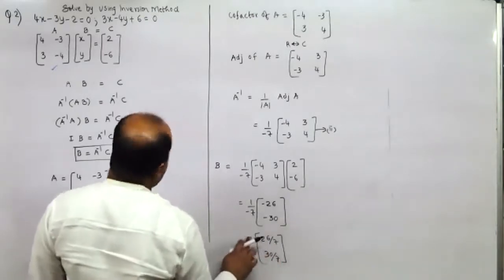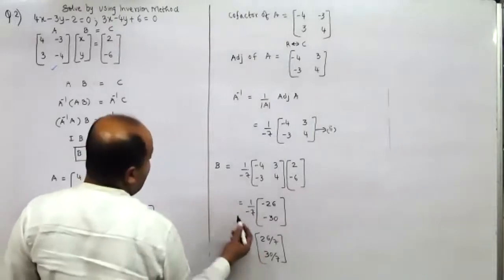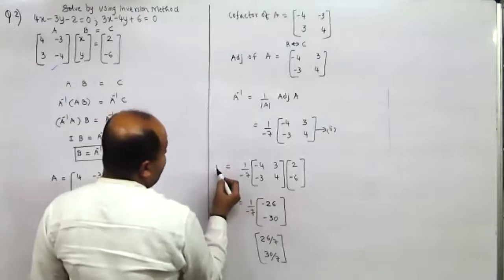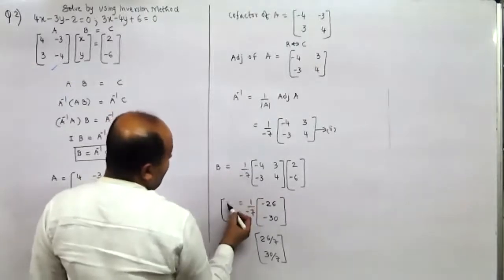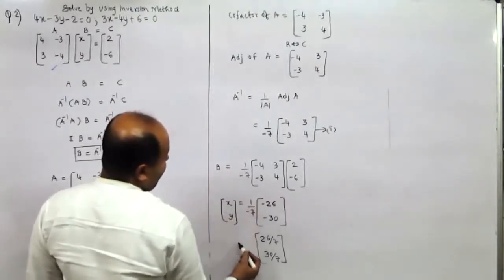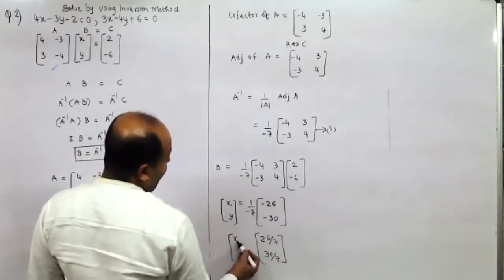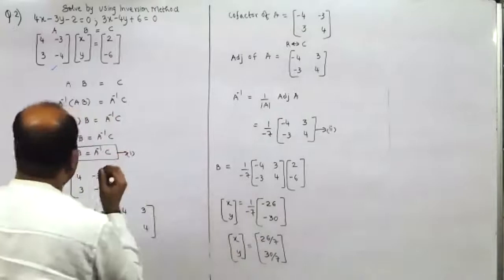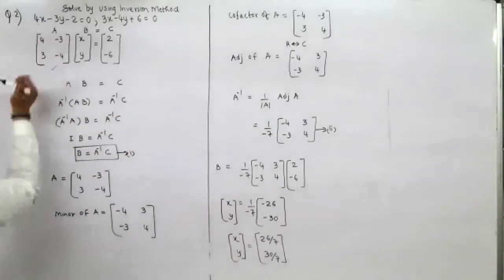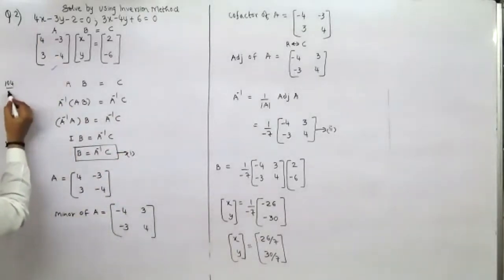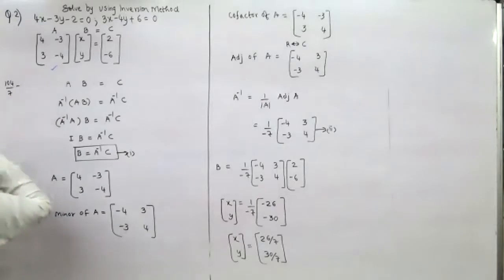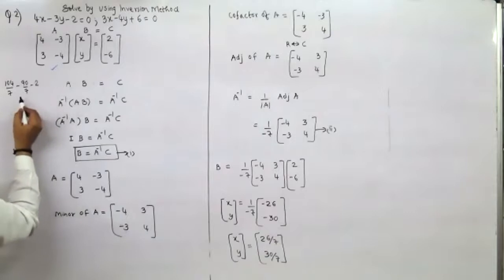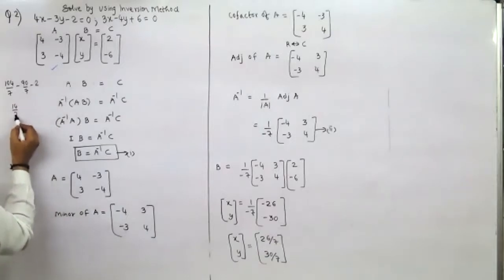This is B matrix. What is B matrix? It is XY. So X would be 26 by 7 and Y would be 30 by 7. Smriti, can you verify the answer? Else, we can check by substituting. 4 into 26 by 7 is 104 by 7, minus 3 into 30 by 7 is 90 by 7 minus 2. So it is 14 by 7 minus 2. It is correct.